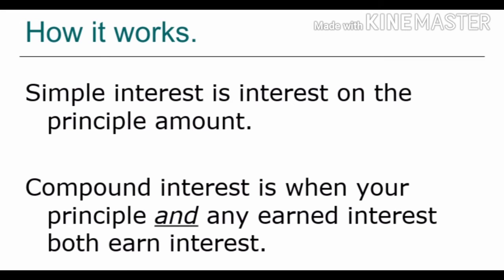So, how does it work? Simple interest is interest on the principal amount, on what you gave to the bank. While compound interest is when your principal and any earned interest both earn interest. So if you deposit in the bank and you don't cash out the interest, you deposit it again, and then you earn another interest and your money grows bigger.